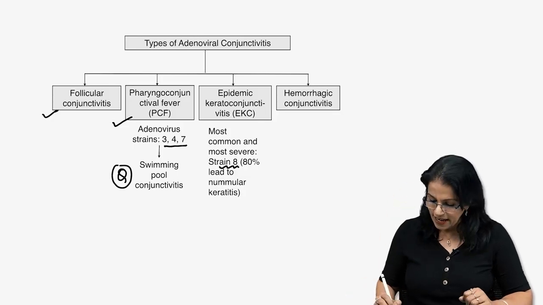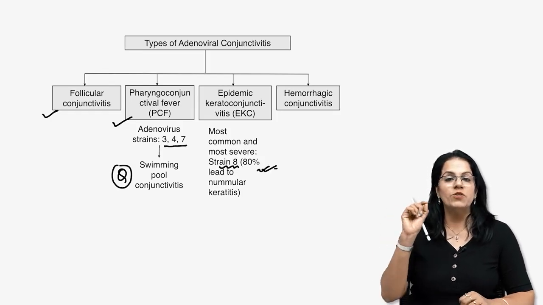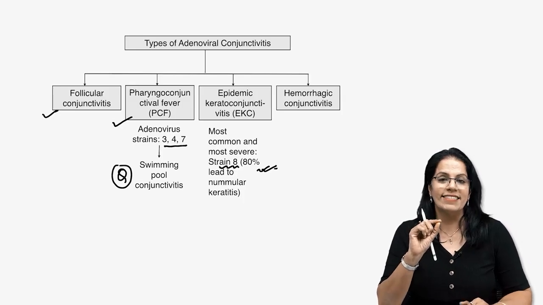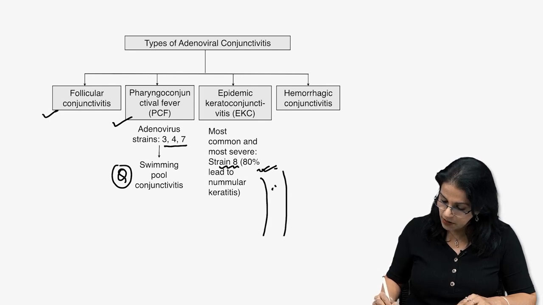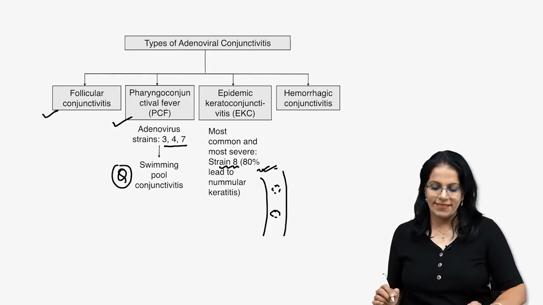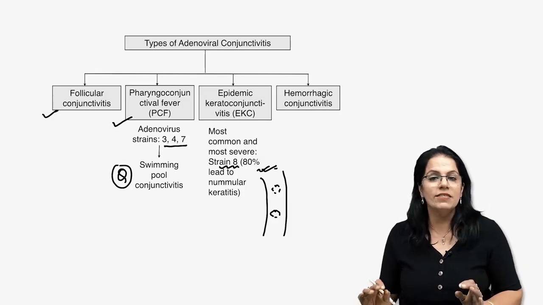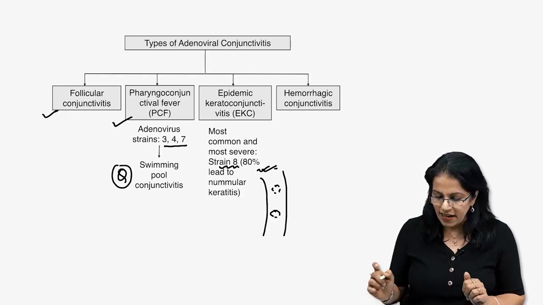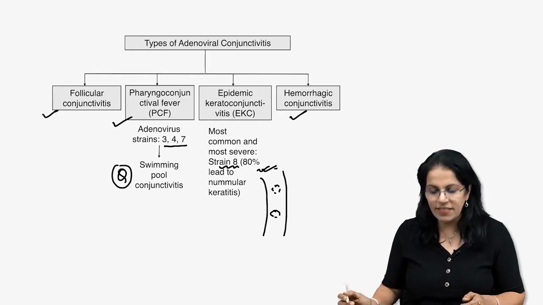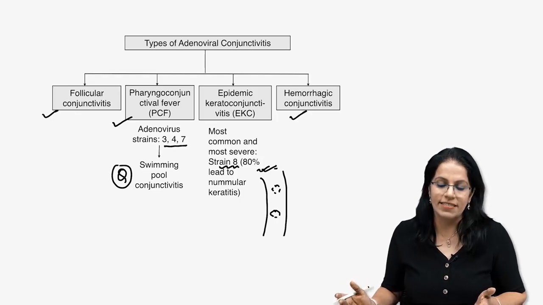Just remember it this way. And 80% of this will lead to another 8, easy to learn, nummular keratitis. We have learned nummular, if you remember, in the cornea, how there are circular lesions involving the stroma. This is your nummular keratitis. So the most common and most severe is serotype 8. Then lastly, of course, hemorrhagic conjunctivitis. We all know severe adenoviral infections can lead to hemorrhagic conjunctivitis.